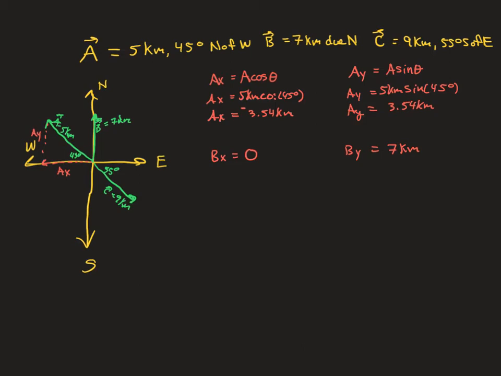And then finally for vector C, we are in the 4th quadrant, which is going to be positive x, but negative y. So we're going to say C of x is equal to C, and x is adjacent, so we're going to use cosine. And we want to use C back here.